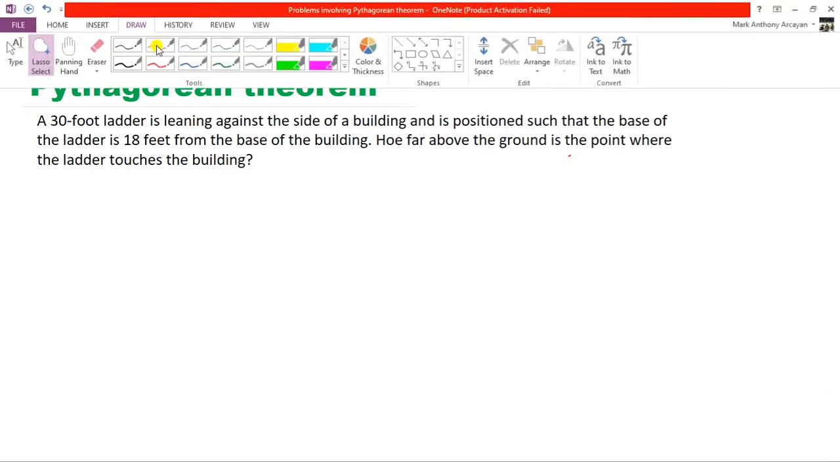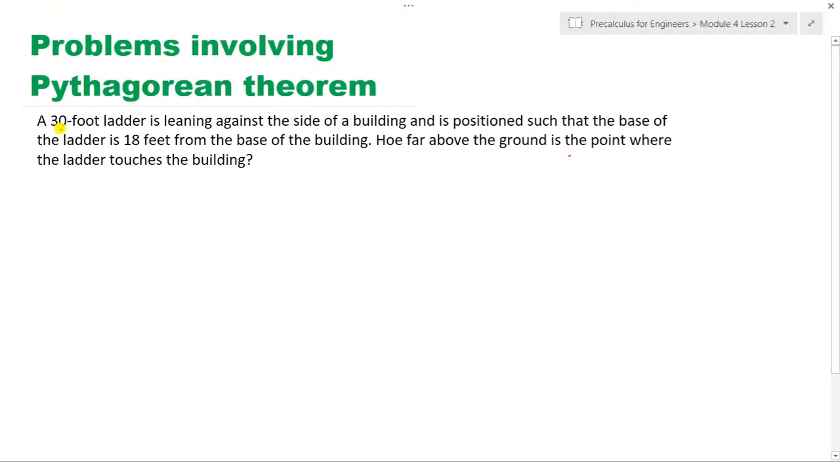We now have a real application problem. Here, a 30-foot ladder is leaning against the side of a building and is positioned such that the base of the ladder is 18 feet from the base of the building. How far above the ground is the point where the ladder touches the building? Again, to understand the problem clearly, we need to illustrate it in order to visualize what is happening. Here we have a ladder leaning against the side of the building.